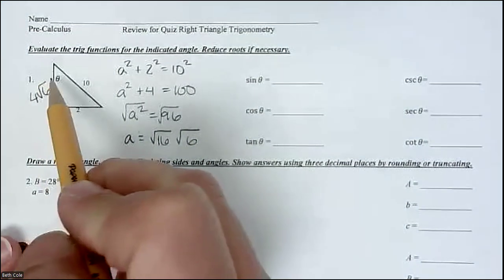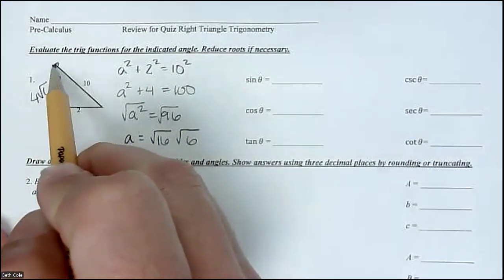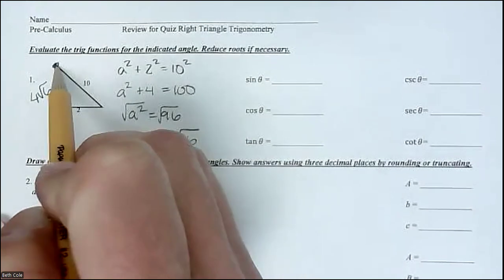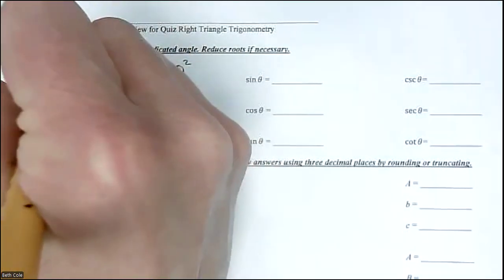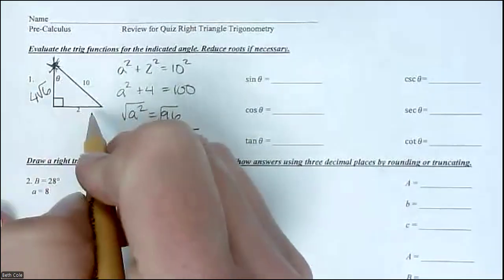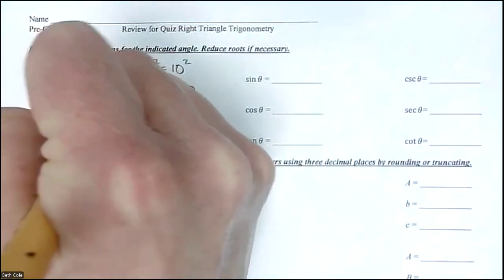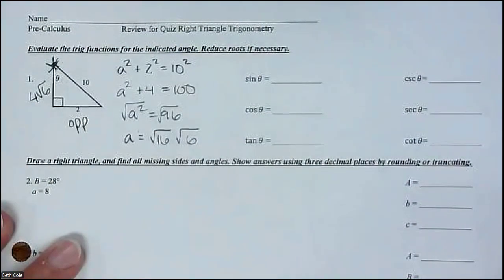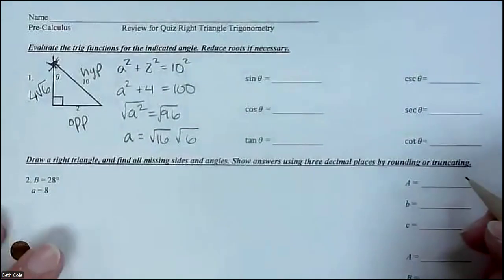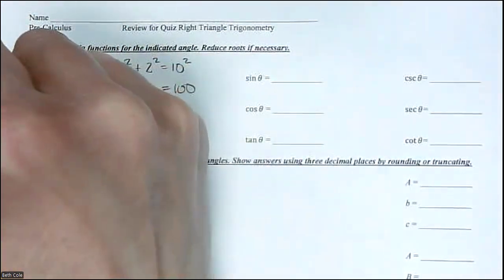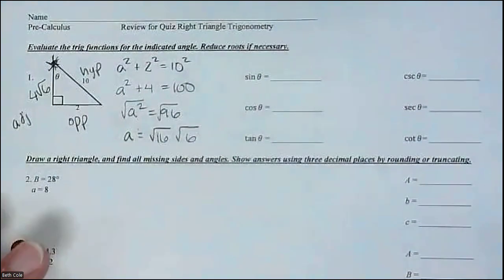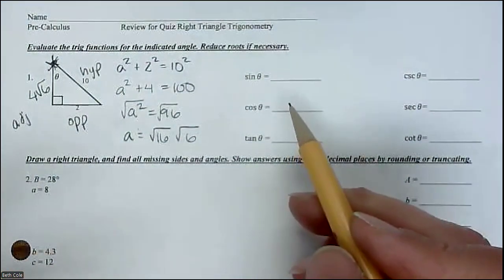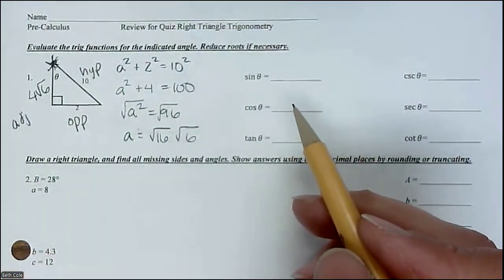All right. So do you see how this is the one where theta is labeled? This right here. That's your point of view. That's like you are here on the map. That's like your star. So 2 would be your opposite. 10 is hypotenuse. Good. And then that 4 square root of 6 is adjacent. Okay. So if you don't know your SOHCAHTOA yet, you have until next time.